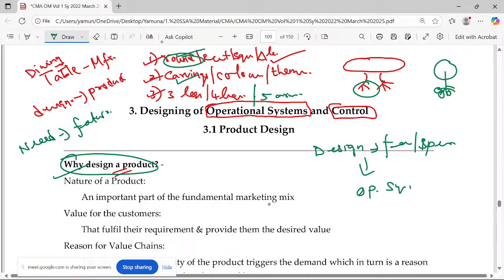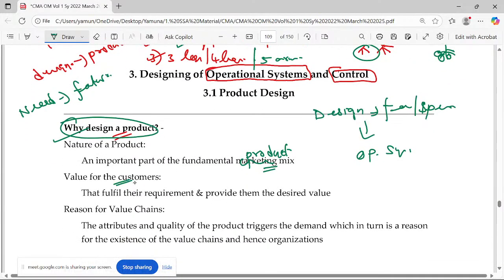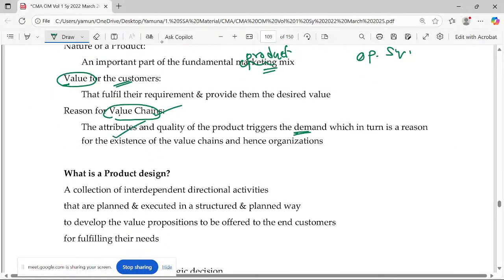So obviously we need to understand the marketing mix. Actually, it's not going to be marketing mix, it's going to be product mix. We can change it. And that's going to create value for the customers. And why do we need to have these value chains? We want to give value to the customers, so we need to have some reasons for this, right? So probably it's triggering some demand and there needs to be some quality and attributes. Attributes means specs or features or whatever.